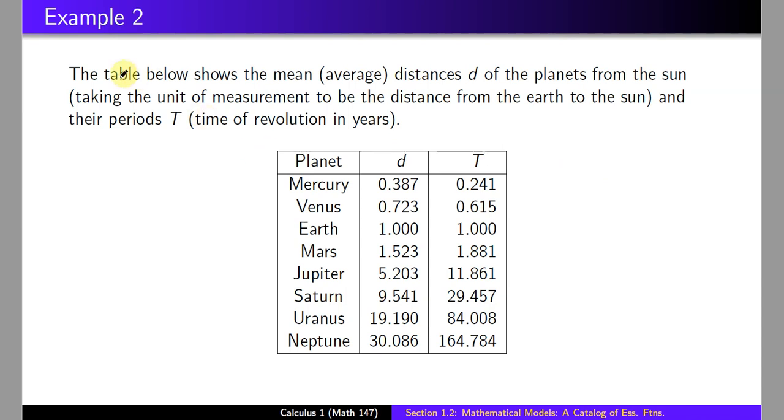Or another example. Again, we have a table of data here. So the table below shows the mean or average distances d of the planets from the sun, taking the unit of measurement to be the distance from the Earth to the sun, and their periods t, which is their time of revolution. So we have Mercury, Venus, Earth, and so on, all the way out to Neptune. They're measured in terms of Earth distances, and then t represents the period, which is how long it takes for a revolution to occur.